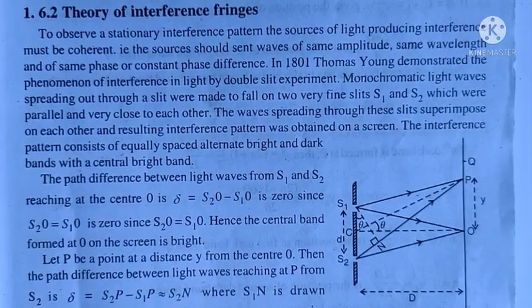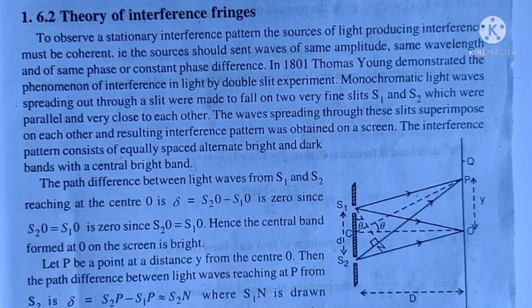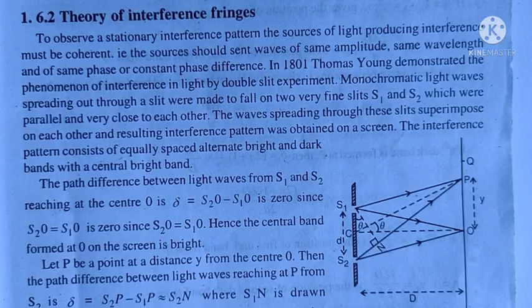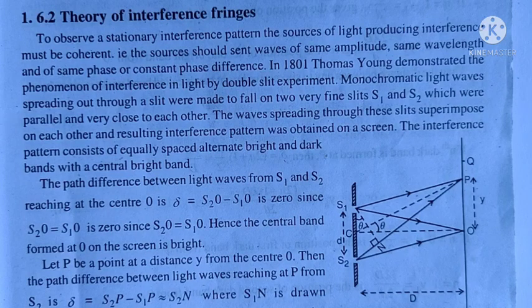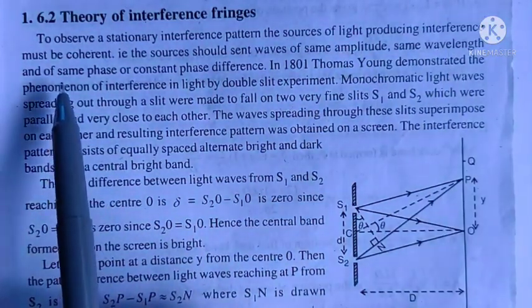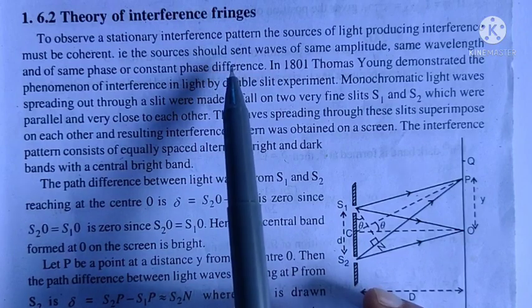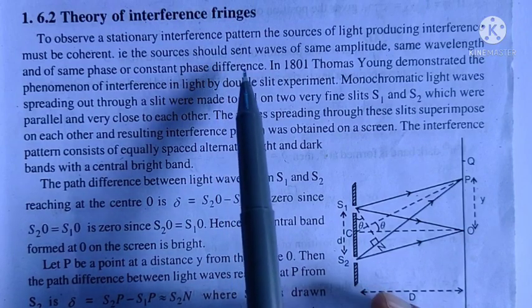So we are discussing the theory of interference fringes today. In order to observe a stationary interference pattern, the sources of light producing interference must be coherent. So we need a coherent source. That means sources which send waves of the same amplitude, same wavelength, and of the same phase or a constant phase difference. So coherent sources can produce interference fringes.